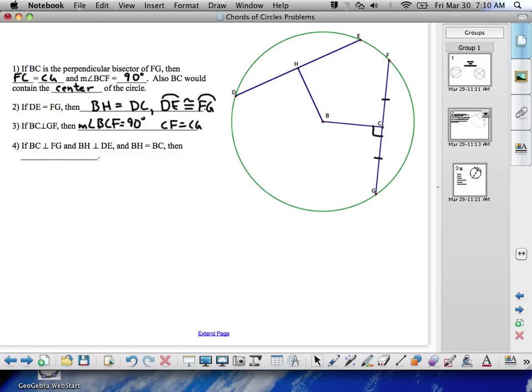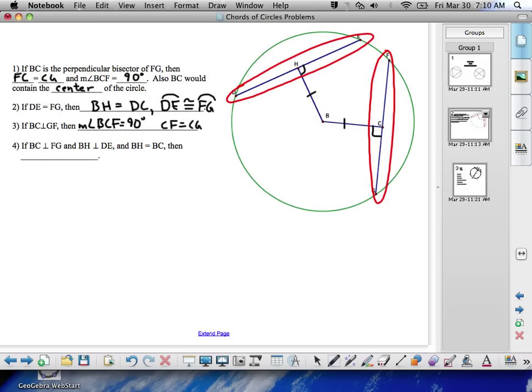All right, lastly on this page, if BC is perpendicular to FG, and BH is perpendicular to DE, and BH is congruent to BC, then what do we know? If two chords are the same distance away from the center of a circle, then these two chords must be congruent. So segment DE would be congruent to segment FG.